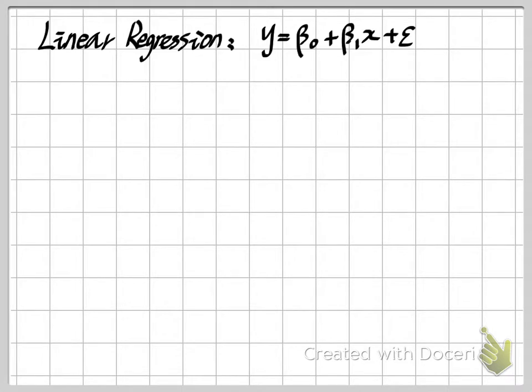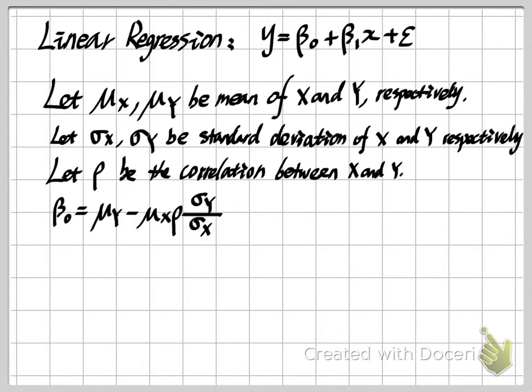So for the first, beta 0, the equation looks like this. Here in this equation, we have mu x and mu y, the means of x and y respectively. And sigma x and sigma y are the standard deviations of x and y respectively. And then rho, I just use without any subscript notation. So this is the correlation. And this is our equation for beta 0.